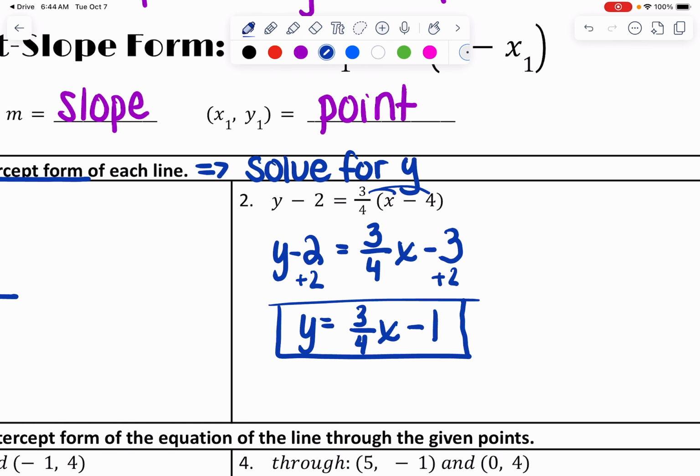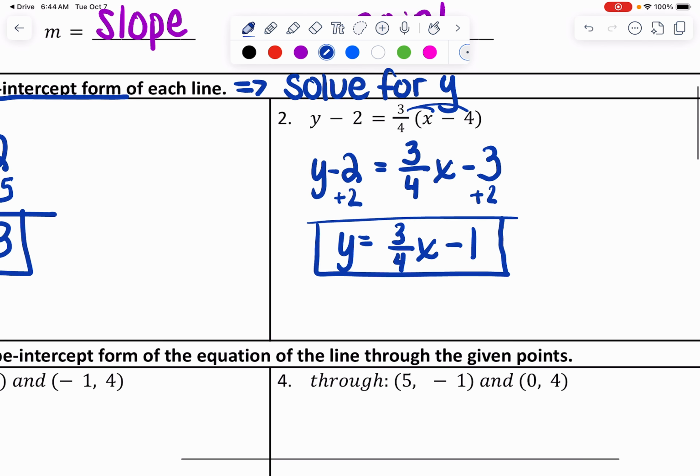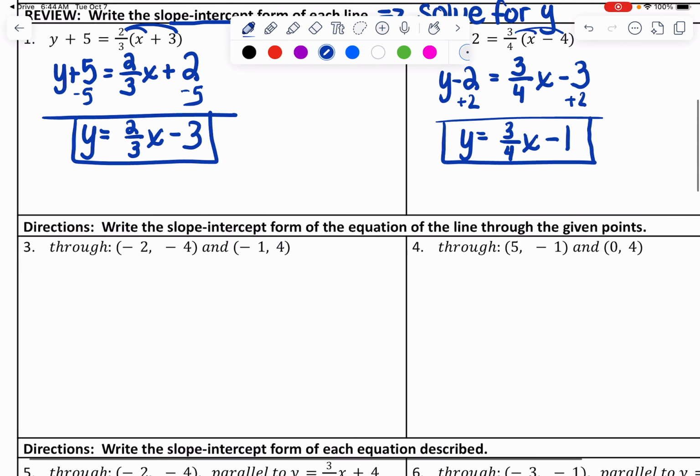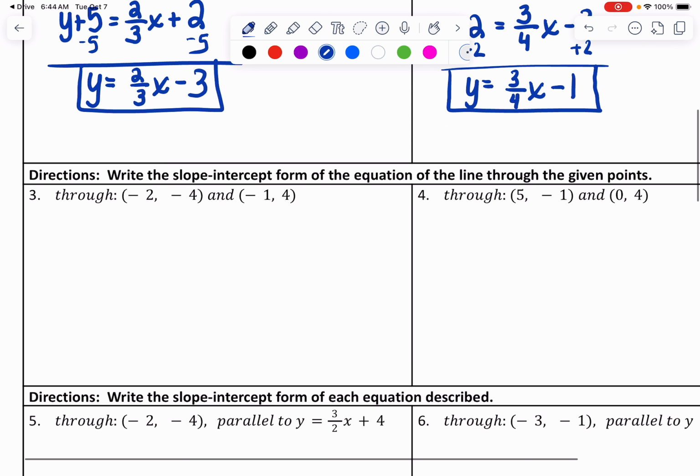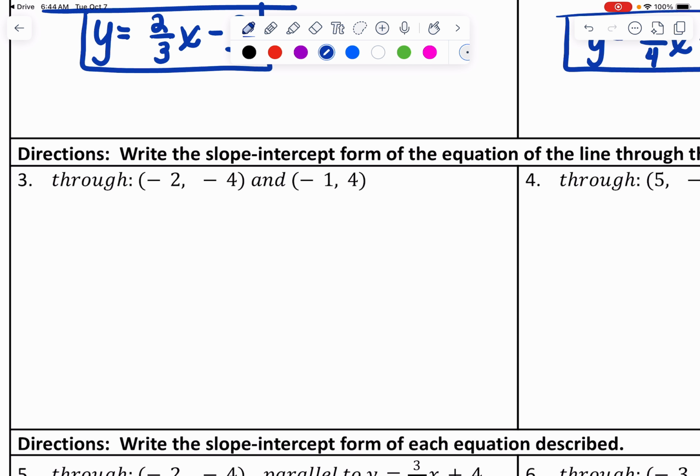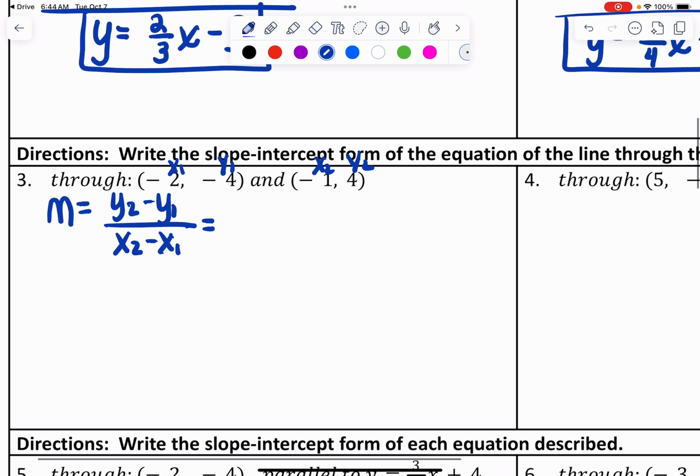But now we're going to incorporate what we did yesterday with what we're doing today. Okay, so it says write the slope-intercept form of the equation of the line through the given points. So this is again actually just another type of review. To find slope, remember, you need to do y2 minus y1 over x2 minus x1. So this is x1, y1, this is x2, y2, and so you're just plugging it in.